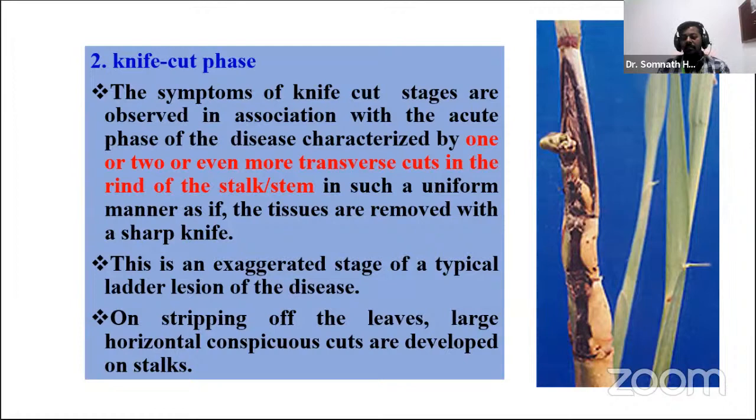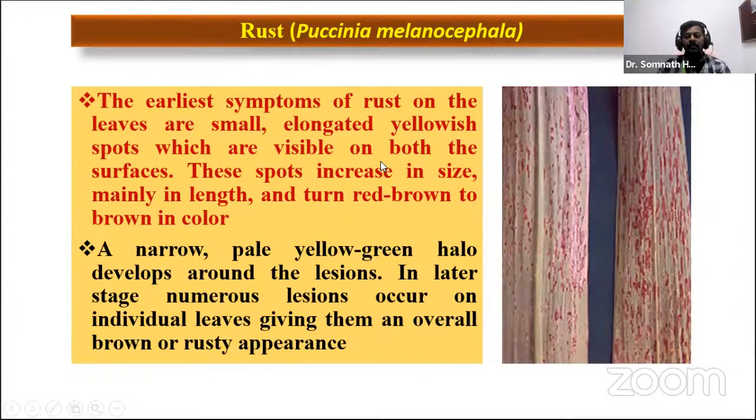Another important disease is rust, which is not that severe under North Indian conditions, but it is severe under tropical conditions. You can see the symptoms of the rust pustules, which appear on the leaf surfaces. These are the symptoms on the lower surface of the leaves.